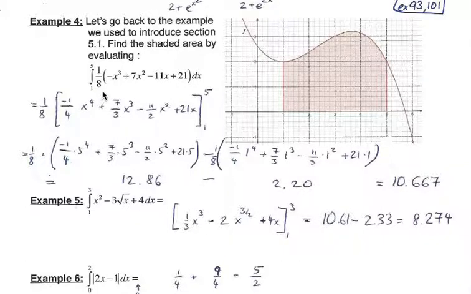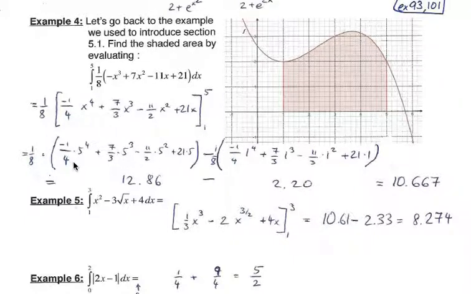All I need to do is to integrate negative x cubed plus 7x squared minus 11x plus 21. The integral is, you know that now, negative 1/4 x to the 4th power plus 7/3 x cubed minus 11/2 x squared plus 21x. Now we use the second part of the fundamental theorem of calculus, so we're going to plug in 5 and we're going to do minus and plug in 1.